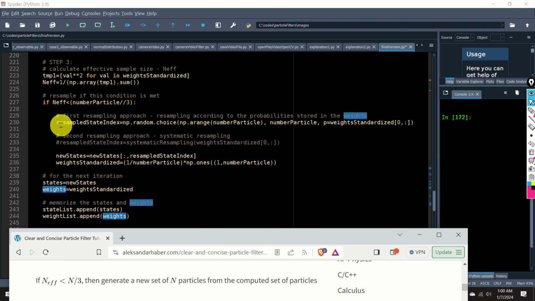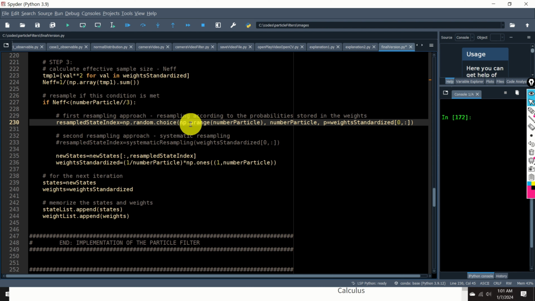I explained this code line at the beginning of this video tutorial, and I will just briefly repeat the explanation. So what's happening over here? This function will take as the first input this array that stores all the possible indices starting from 0 and ending at n minus 1, that is, all the indices of the particles. The second input argument of this function is the number of elements that we want to select from this array. In our case, we want to select the number-of-particles elements.